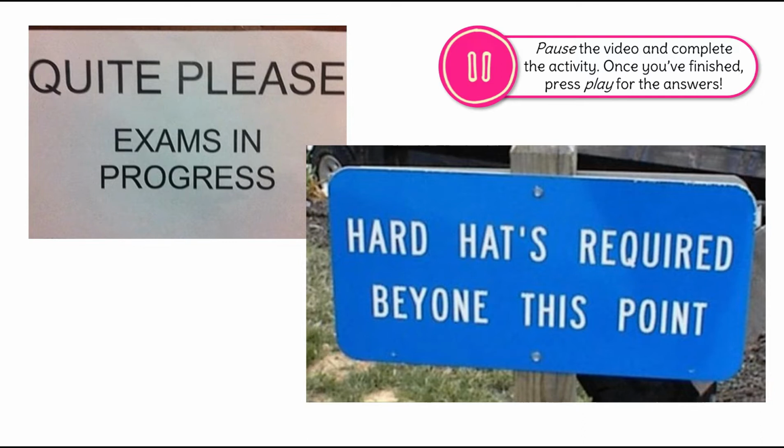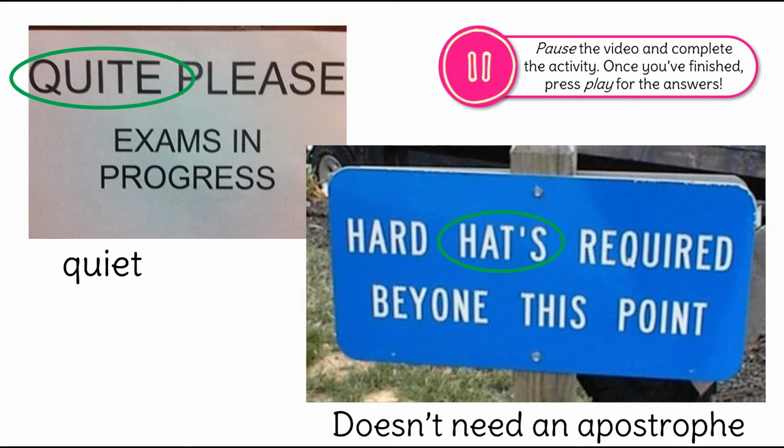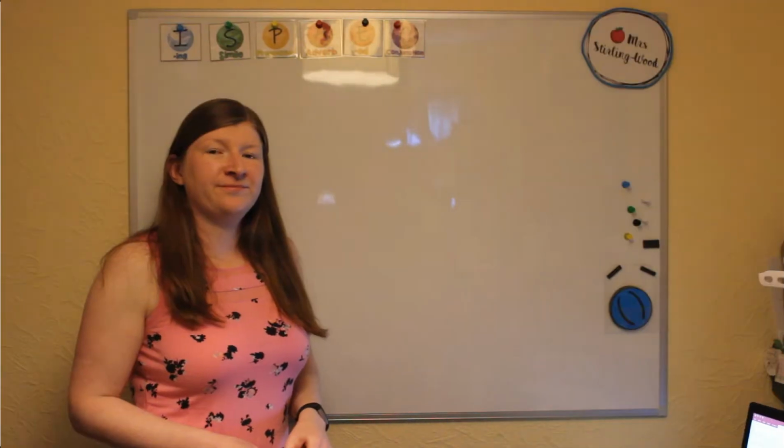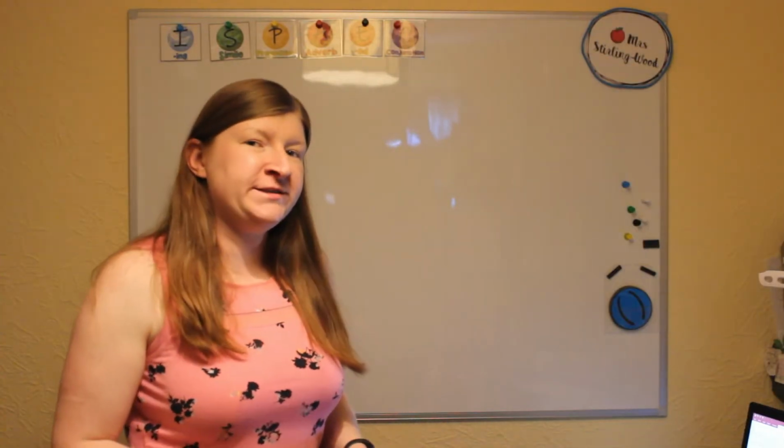So in the first one, it's supposed to say "quiet please, exams in progress", but they've spelt it wrong. It says "quite please, exams in progress". And in the one on the right, hopefully you've spotted that there shouldn't be an apostrophe in hat because it's plural. Hope you've enjoyed our grammar fail pictures this week.